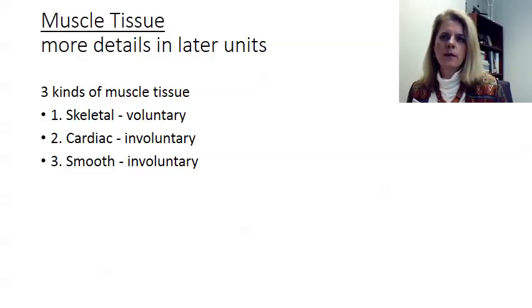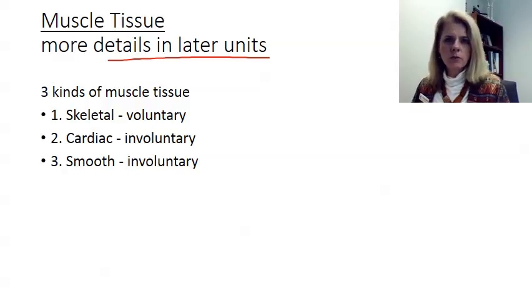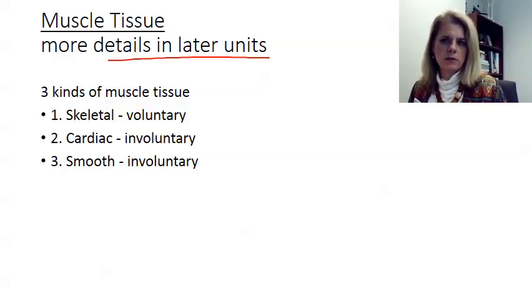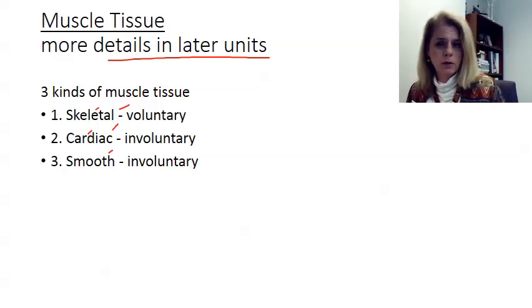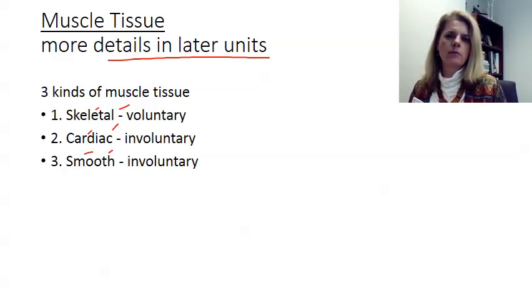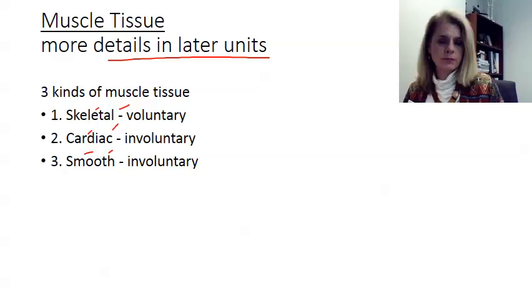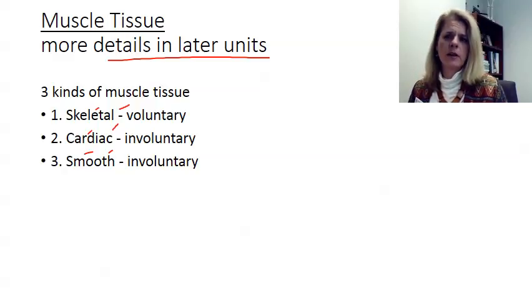When we talk about muscle, we're going to do a whole lot more detail about this in a later unit, but I just want to review that we have three types of muscle: skeletal muscle, cardiac muscle, and smooth muscle. The function of muscle is to move something. Skeletal muscle moves bone, cardiac muscle moves blood. That's what makes up the heart. The heart pumps, it moves blood. And then smooth muscle moves things through tubes. So think your digestive system.